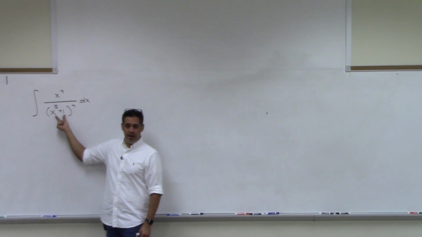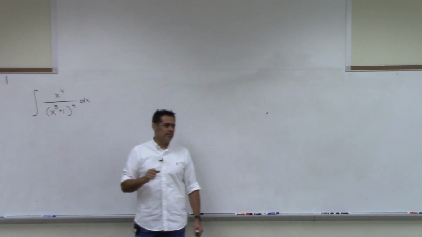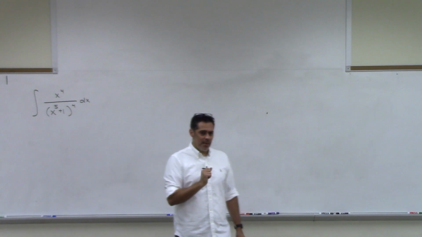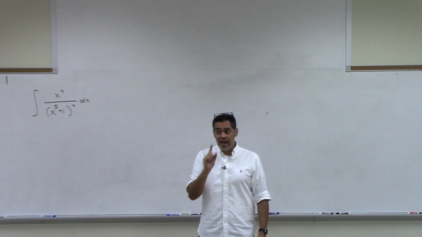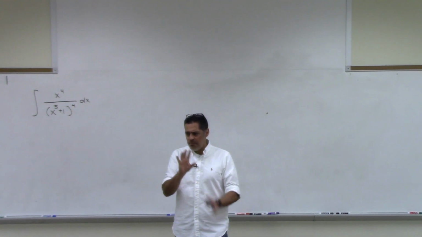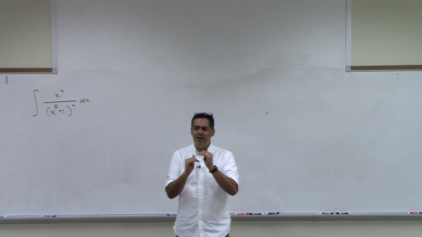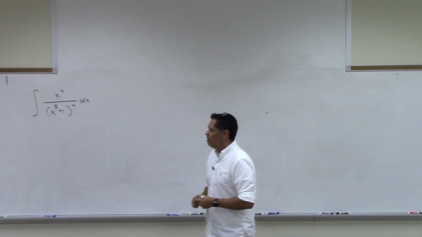5x to the fourth, right? Do you have a 5x to the fourth? No, what do you have? X to the fourth, but what did I tell you? It's okay to be off by a constant. You need the x to the fourth to be there, but being off by 5, that's okay. If you're off by a number, it's all right. So that's what we're going to use.